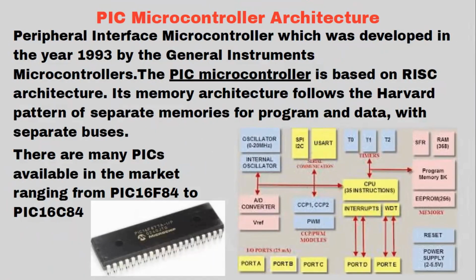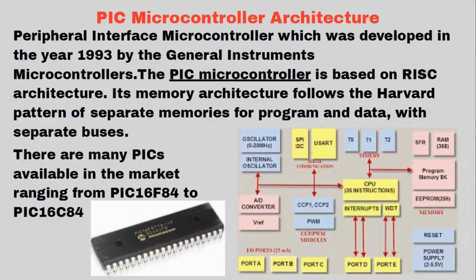Now we will discuss the different types of architecture one by one, starting with the PIC microcontroller architecture. PIC stands for Peripheral Interface Controller, which was developed in 1993 by General Instruments, a company. The PIC microcontroller is based on RISC architecture. RISC stands for Reduced Instruction Set Computers.